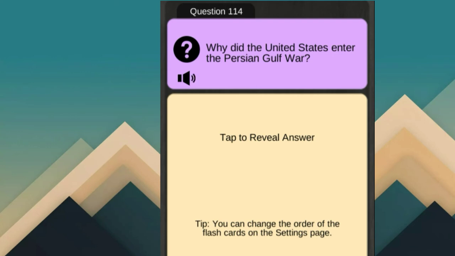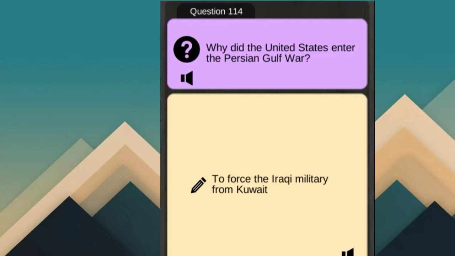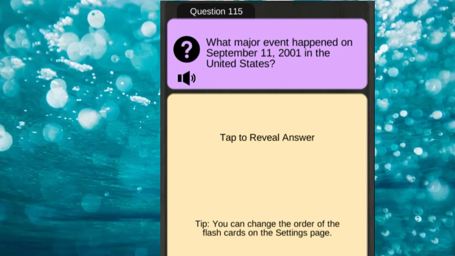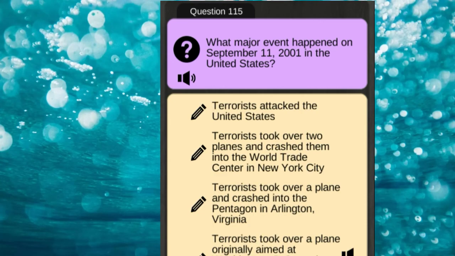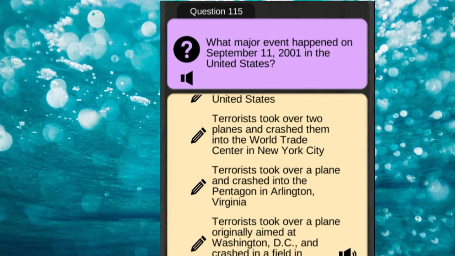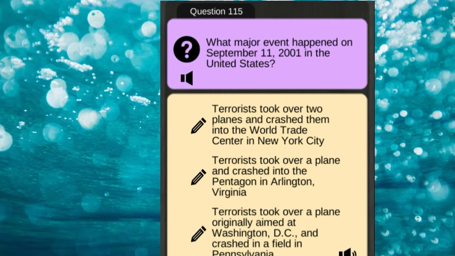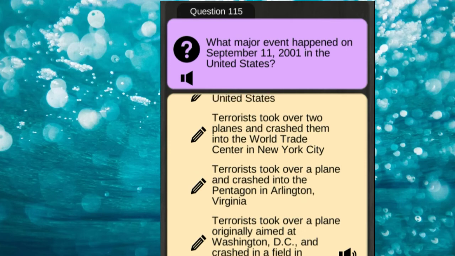Why did the United States enter the Persian Gulf War? To force the Iraqi military from Kuwait. What major event happened on September 11, 2001 in the United States? Terrorists attacked the United States. Terrorists took over 2 planes and crashed them into the World Trade Center in New York City. Terrorists took over a plane and crashed into the Pentagon in Arlington, Virginia. Terrorists took over a plane originally aimed at Washington, D.C., and crashed in a field in Pennsylvania.